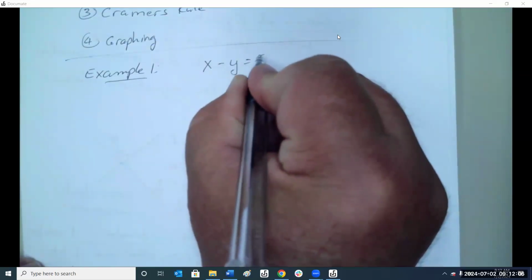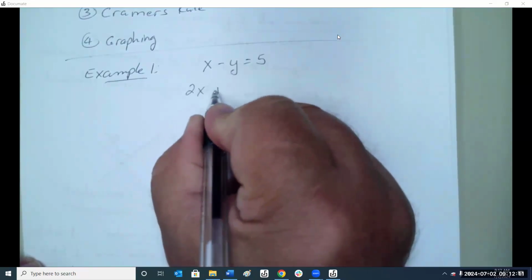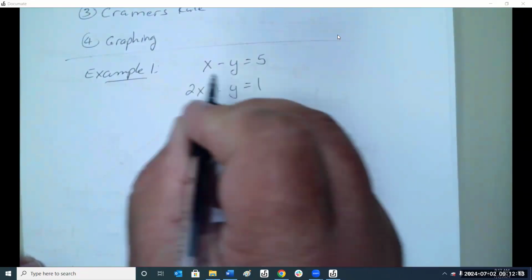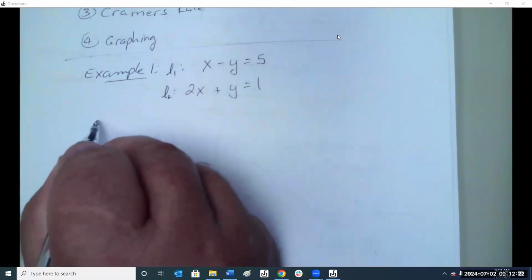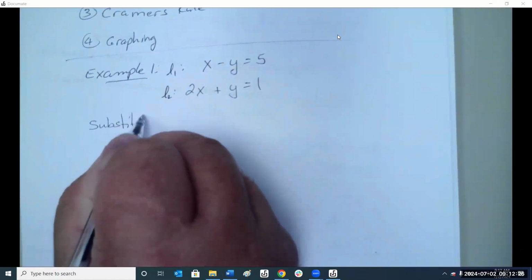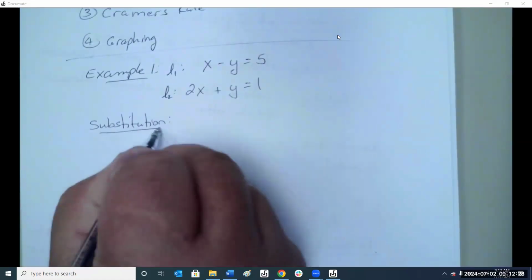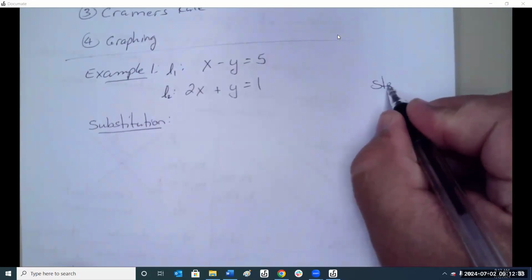Example one. We have two equations, x minus y equals 5, 2x plus y equals 1. This is line one, this is line two. We're going to solve this one first by substitution. Here are the steps.